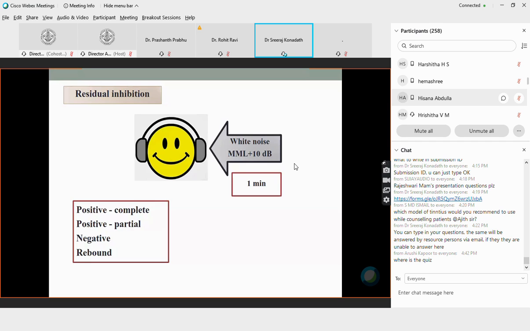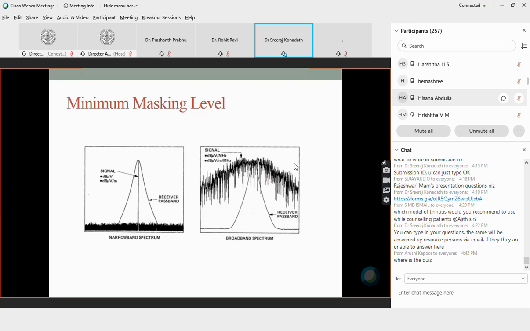So if you take the first two cases, the positive complete and positive partial individuals generally benefit from masking methods, and the other two, the negative and the rebound groups, do not benefit from masking methods. Those individuals have to go for TRT or another psychological form of management. So that is about measuring residual inhibition. At minimum masking level, you can use either a narrowband or a broadband spectrum and find out the minimum level at which the tinnitus gets masked.